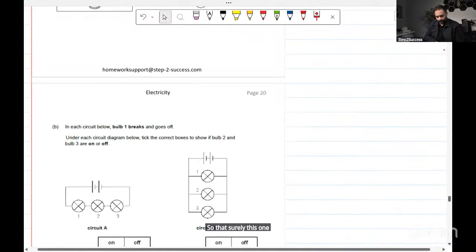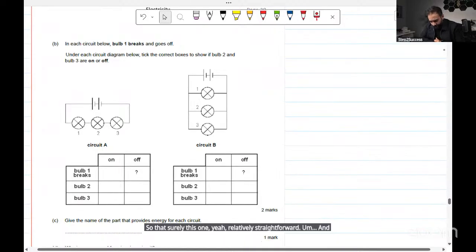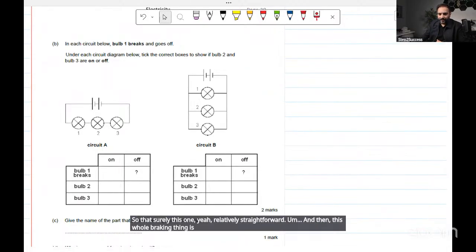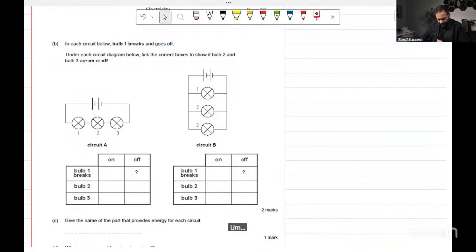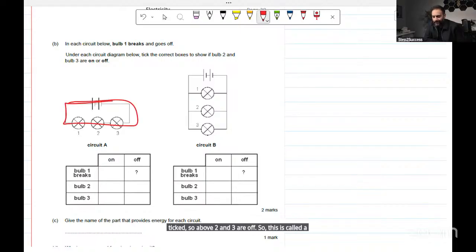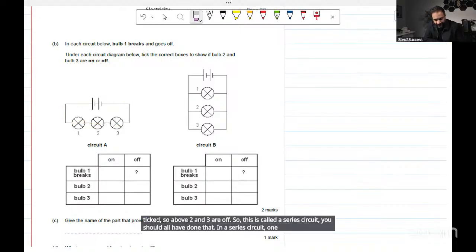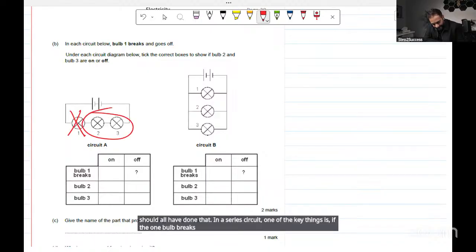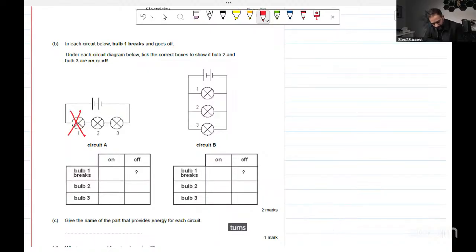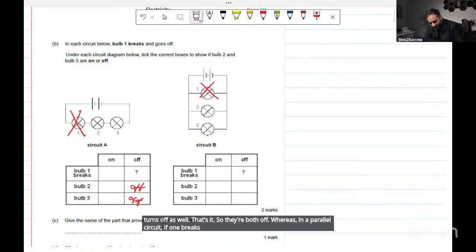Yeah, it's relatively straightforward. And then this whole breaking thing is always interesting. In each circuit below, bulb one breaks. Tick if bulb two and three are off. So this is called a series circuit. You should all have done that. In a series circuit, one of the key things is if one bulb breaks, everything else turns off as well. That's it. So they're both off. Whereas in a parallel circuit, if one breaks, the other two stay on because we still have a complete circuit.